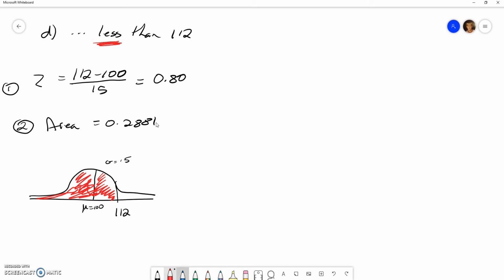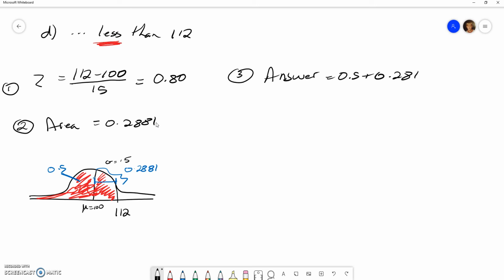Well, we know that this part in here is 0.2881. Remember, the area always goes from the middle out to that specific x value. This side over here is 0.5. So step 3 gives us our answer. It's going to be 0.5 plus 0.2881, so 0.7881. So just under 79% probability of randomly selecting an individual who has an IQ of less than 112.